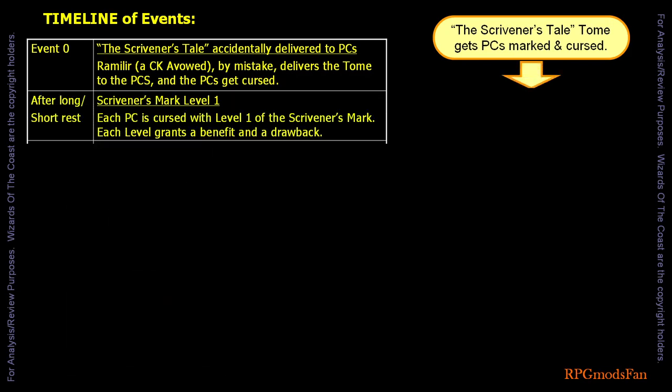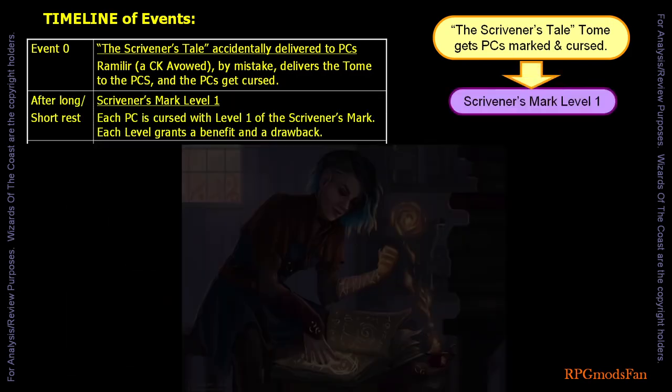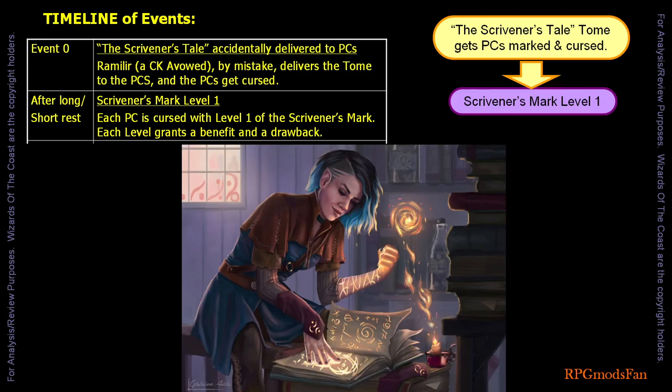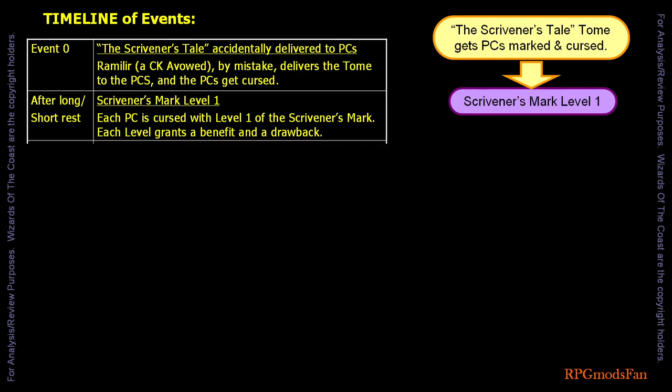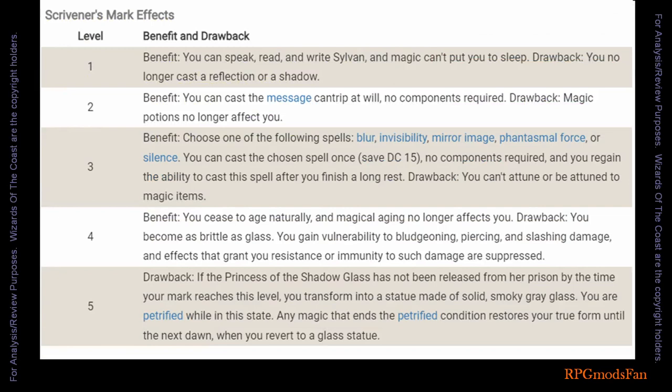After finishing a long or short rest, each of the adventurers discovers that 20% of their skin is covered in Elvish text. At this stage, each of the player characters is at level 1 of the Scrivener's Mark. Each level of the Scrivener's Mark grants a benefit and bestows a drawback. At dawn, once every 3 days, each character must make a DC 20 Charisma saving throw. On a failed save, the level of that character's mark increases by 1. Any character reaching the 5th level of the Scrivener's Mark transforms into a glass statue.